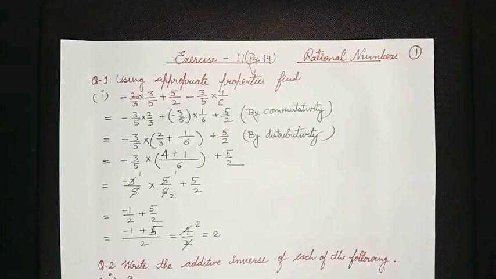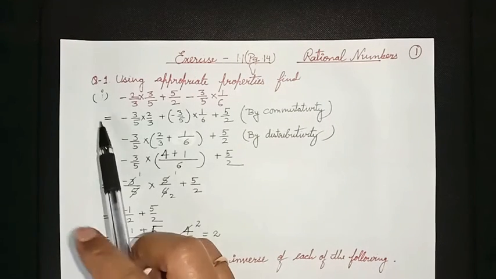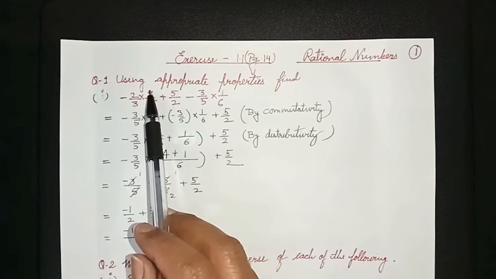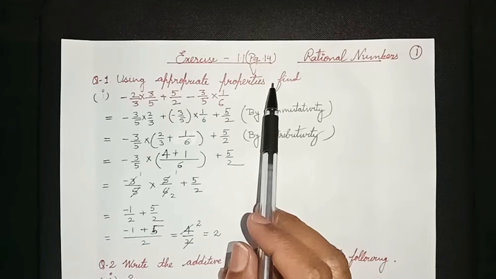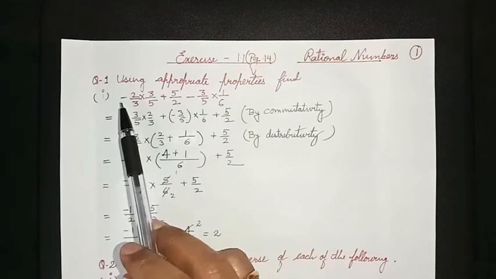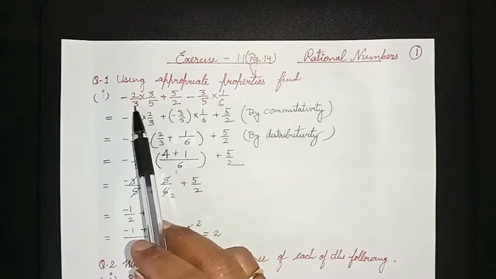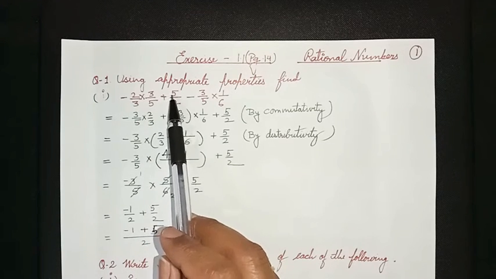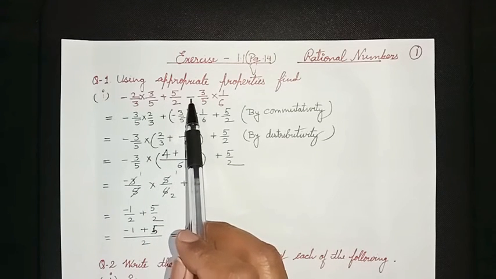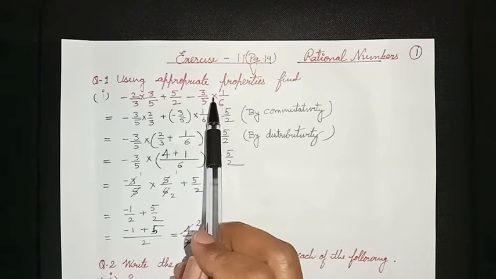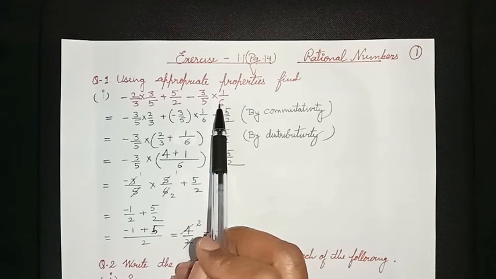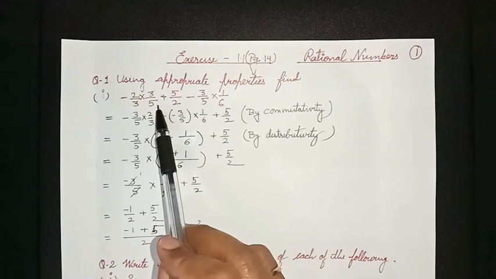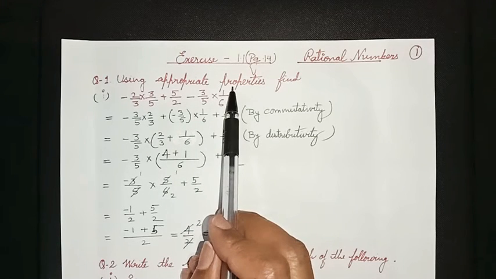Now see the first question, first part. Using appropriate properties, find: minus 2 upon 3 into 3 upon 5 plus 5 upon 2 minus 3 upon 5 into 1 upon 6. We have to solve this question using properties.